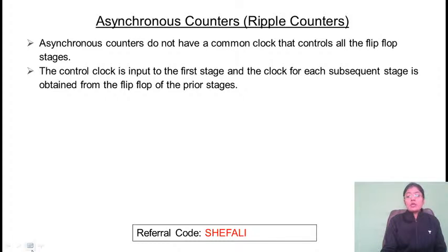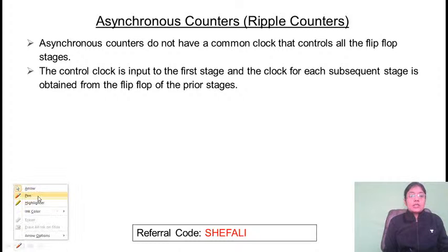So asynchronous counters में synchronous और asynchronous में difference है, common clock is not controlling all the flip-flops. So external clock is only applied to one flip-flop and that flip-flop will be returning the least significant bit. सिर्फ एक ही flip-flop को outer clock applied होगी and that flip-flop will be giving you the output for the least significant position.